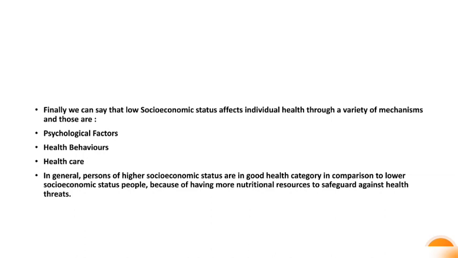So finally, after the study of the factors affecting socio-economic change, three main factors we discussed, and after that we discussed how demographic transitions affect economic changes, how demographic transition affects social changes, and how socio-economic status affects individual health with the help of three basic main factors: psychological, health behaviors, and health care. In general, higher socio-economic status people are in the good health category, and lower socio-economic status people are in the bad health category, or we can say that they lack nutritional facilities and lack income to take safety measures against any disease, etc.